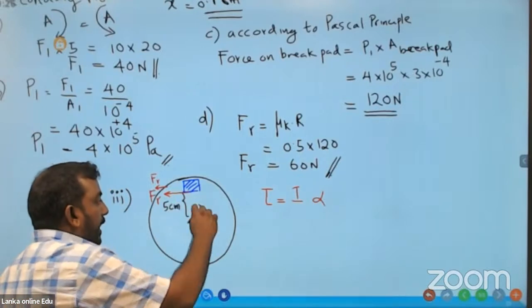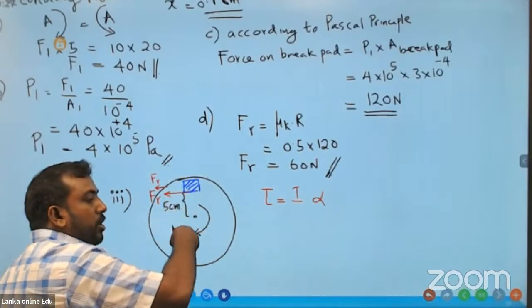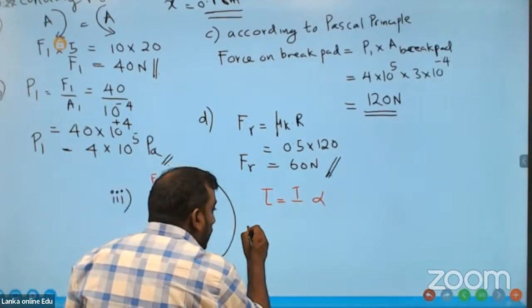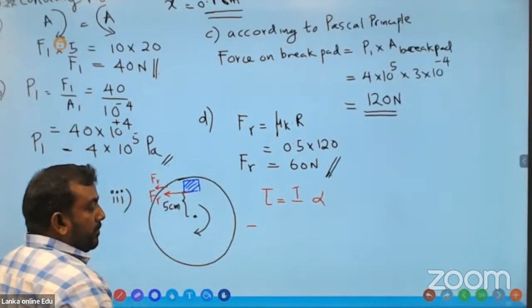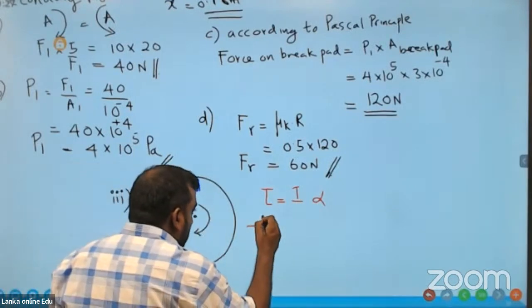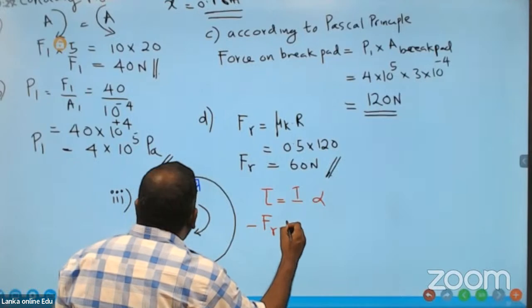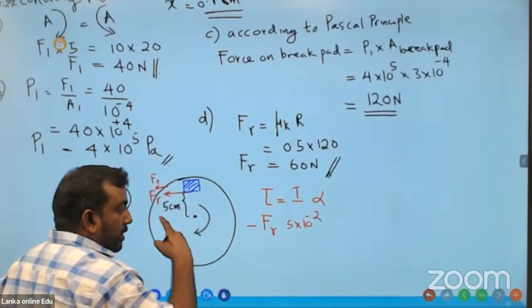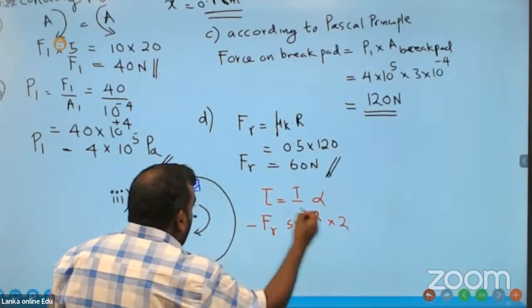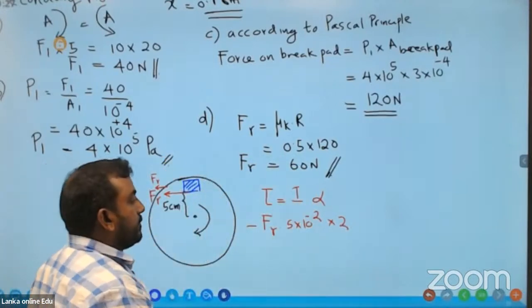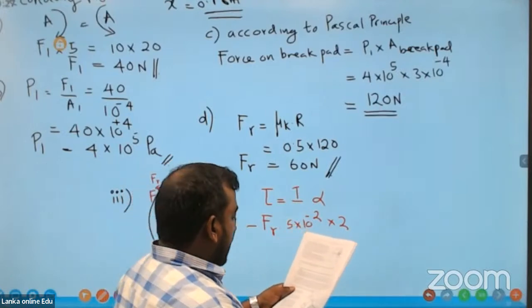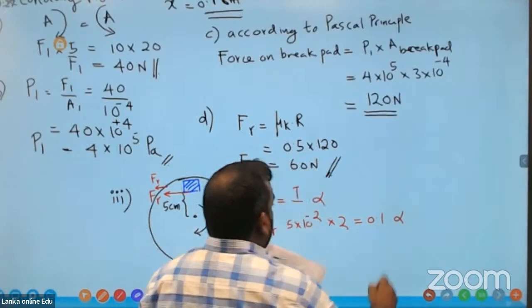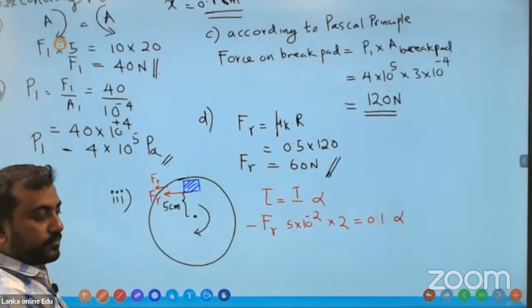Tell me now, this is rotating this way. The frictional torque is in the opposite direction. So there is resistive torque. Resistive torque is minus. How do you find the torque? Friction multiplied by distance, 5 centimeter. That is torque times 2, because both sides there is a brake pad. Moment of inertia is given, 0.1 times alpha.